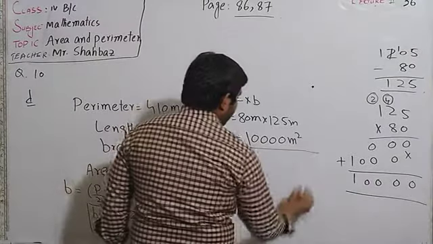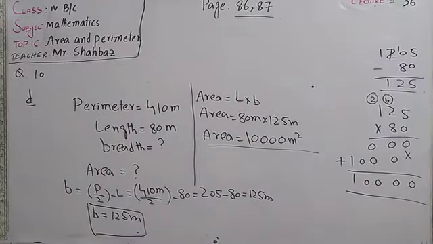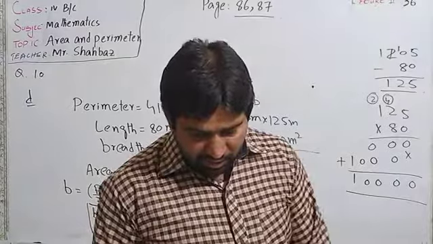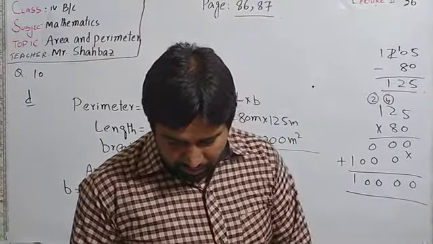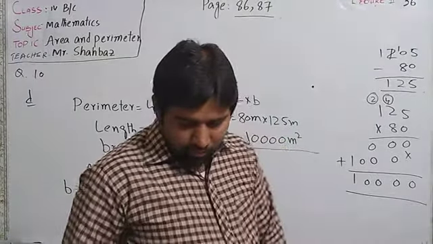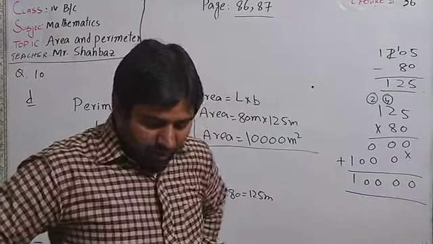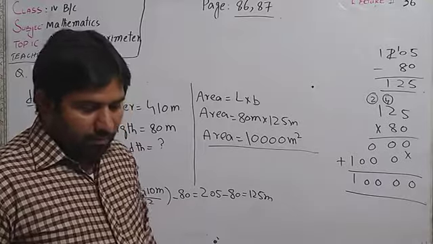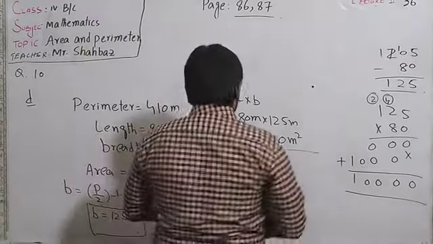This is the area. Okay, dear students, now there is your homework. Page number 87, question 8 and question 10, part ABC. And at the end there is question number 11. No need to do question number 11. This is your homework.